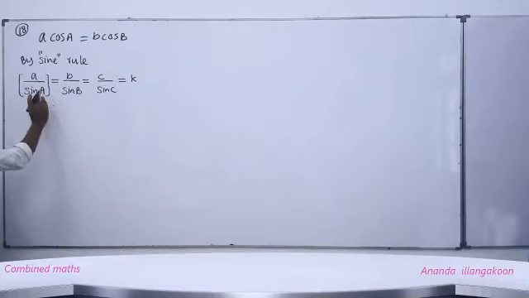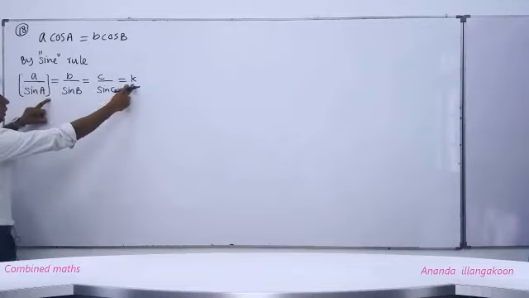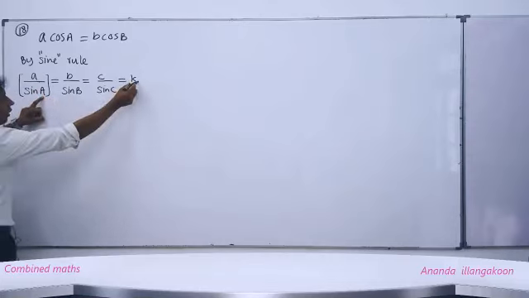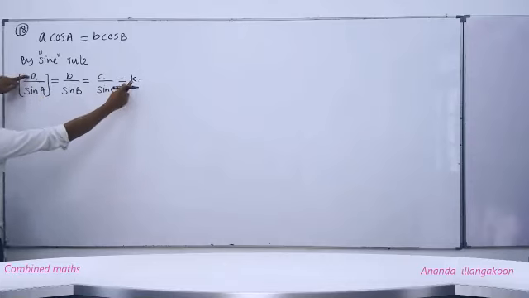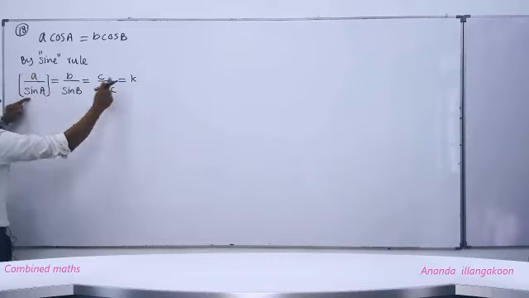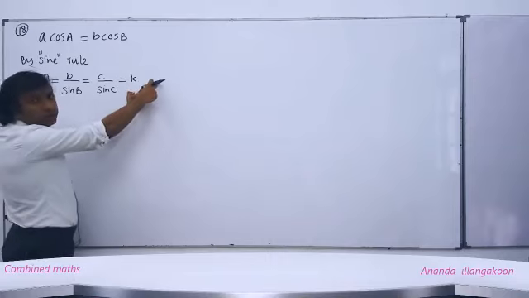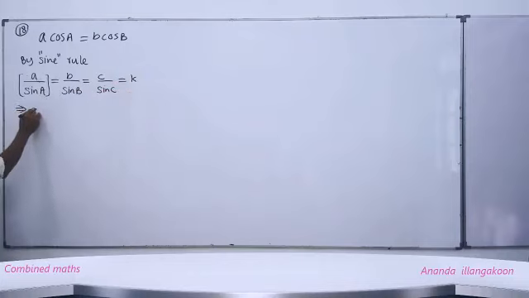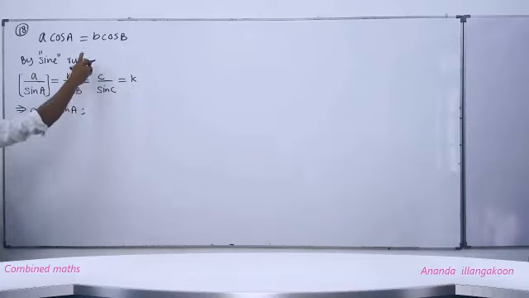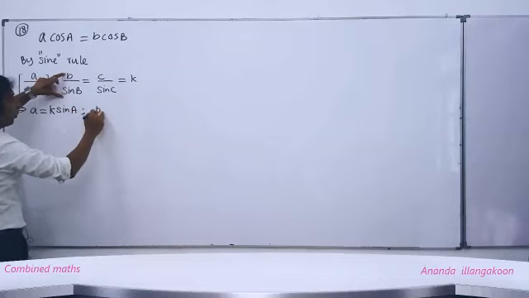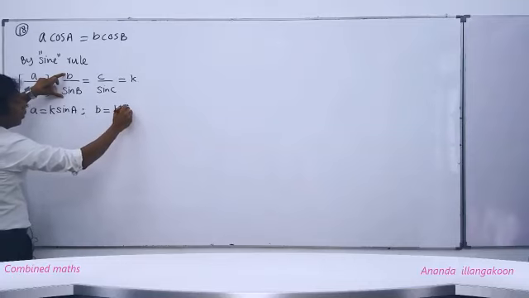If I directly equate this a upon sin A with k using cross multiplication, we get a equals k sin A. Correct? a upon sin A equals k. Bring this sin A across, then simply a equals k sin A. Similarly, b upon sin B equals k. Using the cross multiplication, we get b equals k sin B.